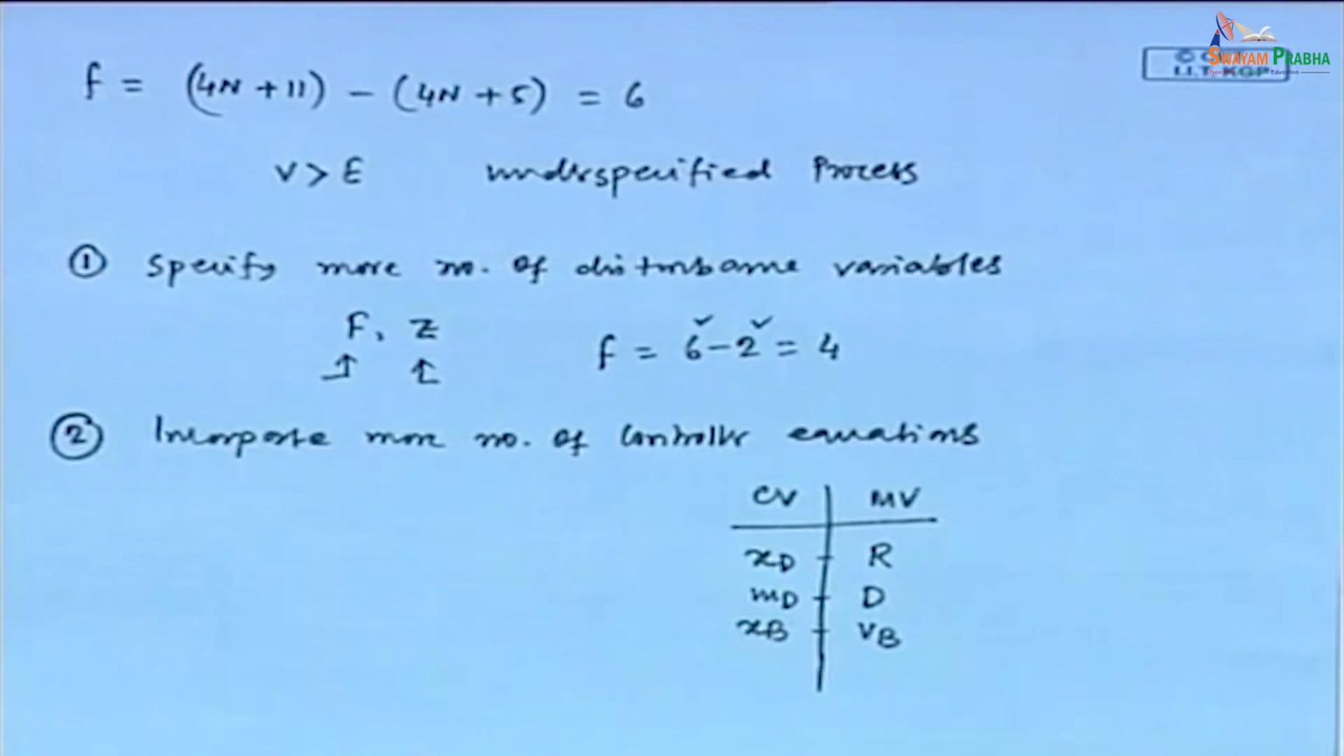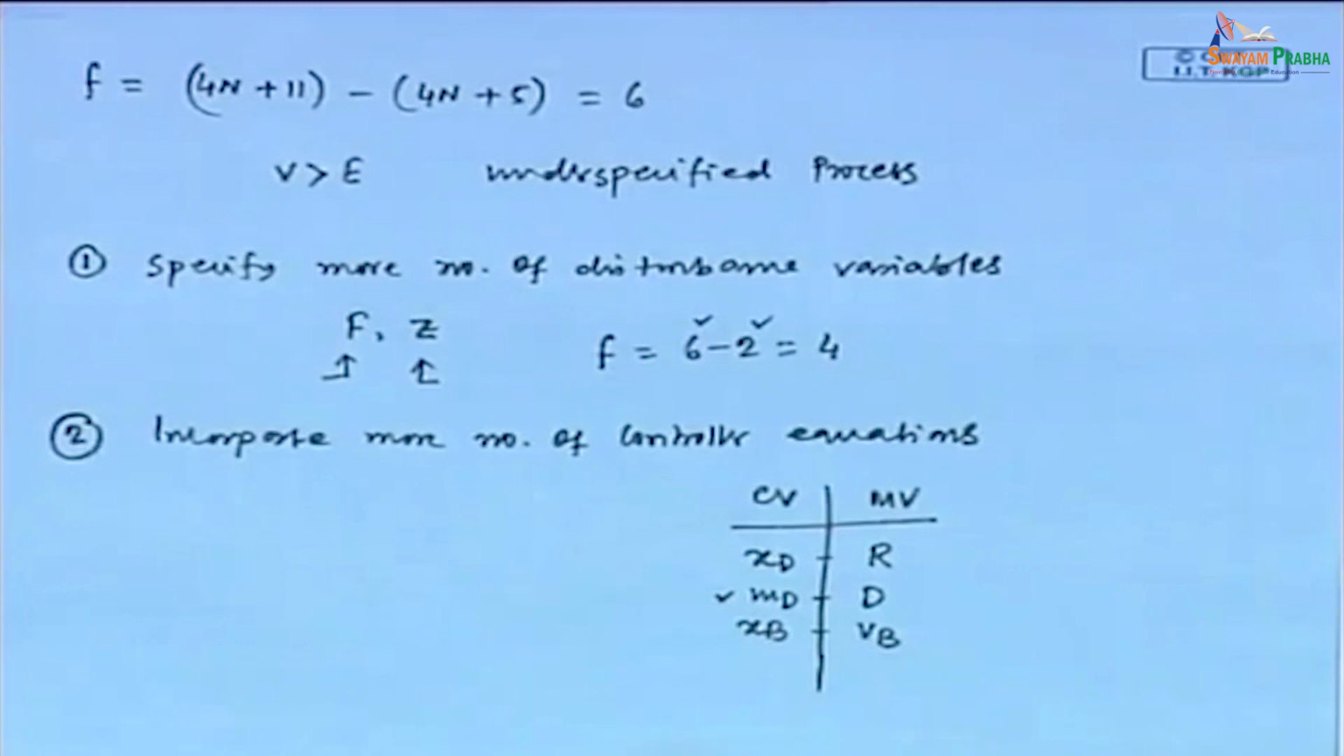Some liquid is accumulated after condensation in the reflux drum. So, there is a scope to maintain the liquid hold up, or we can say there is a need to maintain the liquid hold up in the reflux drum. So, if that is our objective, we can consider MD as the control variable, and that can be adjusted by the outlet flow rate D.